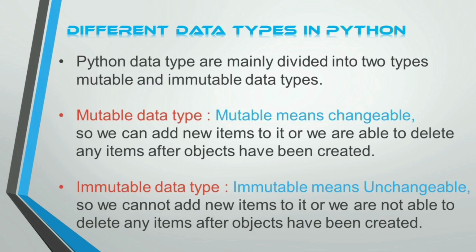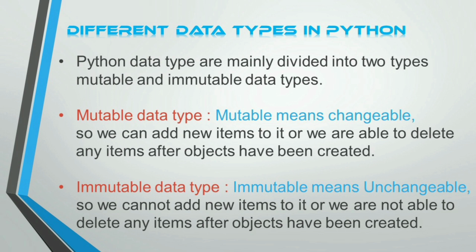Different data types in Python. Python data types are mainly divided into two types: mutable and immutable data types. So the first one is mutable data type. Mutable means changeable. So we can add new items to it, or we are able to delete any items after objects have been created. Next one is immutable data type.